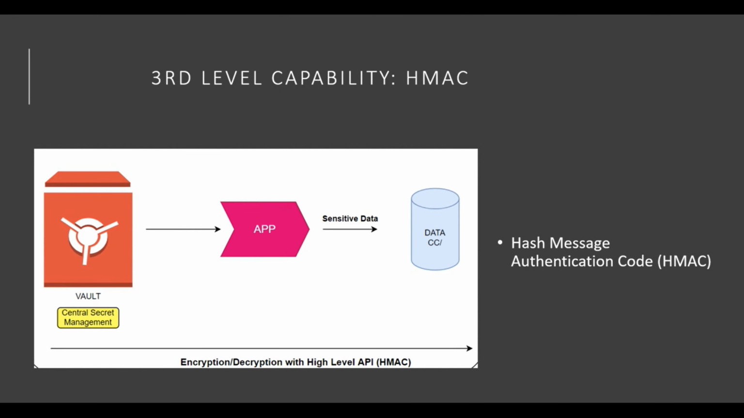Hey guys, now I am going to talk about the third level capability of Vault, where Vault gives us the features of a high level API to encrypt our sensitive and critical data. So let's suppose that the application has to access some critical data. It may be credit card information, your bank account, or some signature verification. Some critical data. So Vault has the facility of HMAC, hash message authentication code, under which you can encrypt your data by using the high level API. So that is the third level capability of Vault.